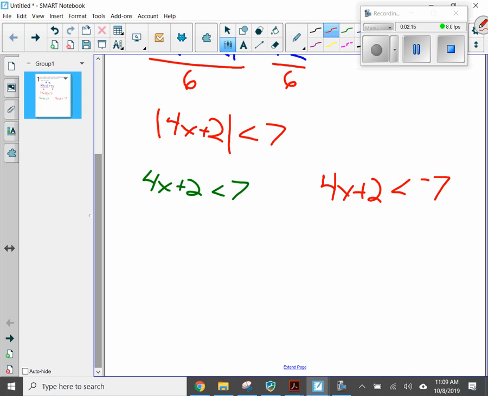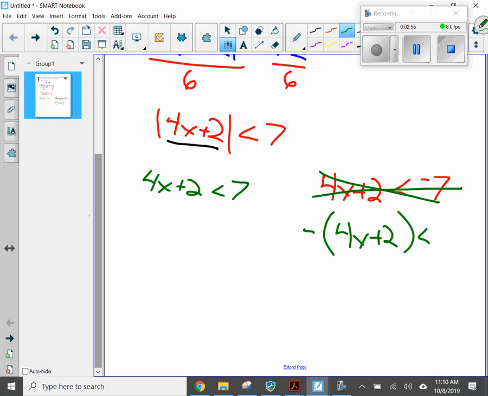If we have an absolute value in here, what we're saying is that 4x plus 2 has to be less than 7, or negative 4x plus 2 has to be less than 7, right? Because whatever I have in here, if it's positive or negative, the absolute value is going to make it positive, and that's what has to be less than 7. Does that make sense? Okay, so then this is incorrect, and what is correct is to write negative parentheses 4x plus 2 is less than 7.